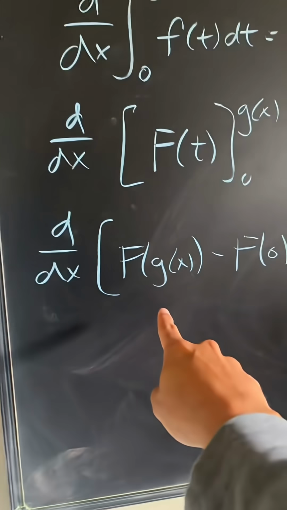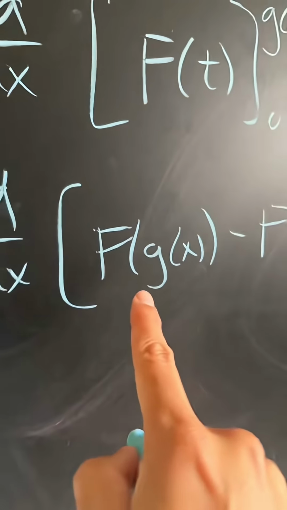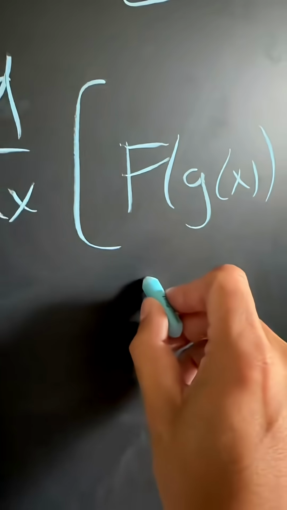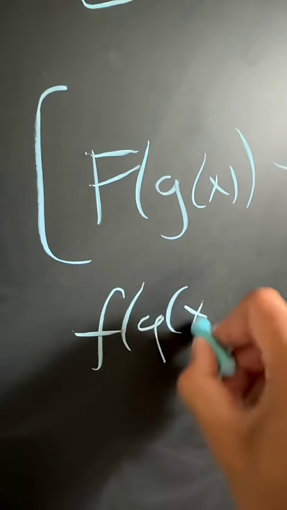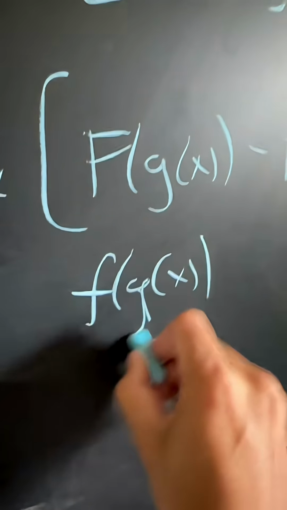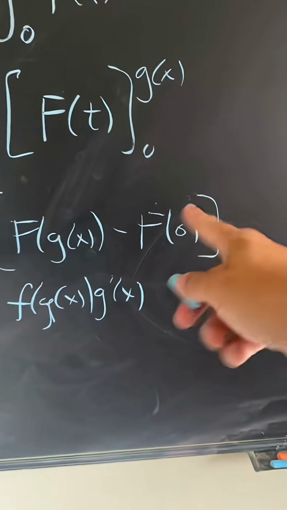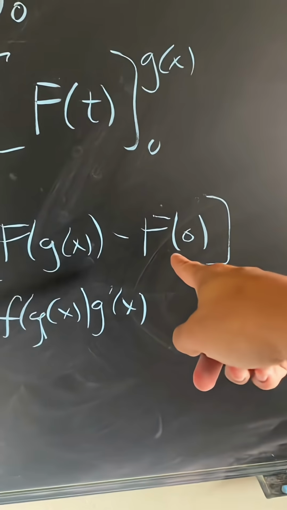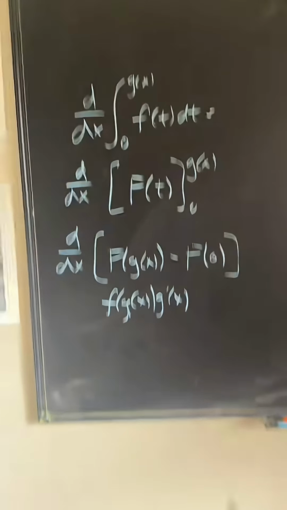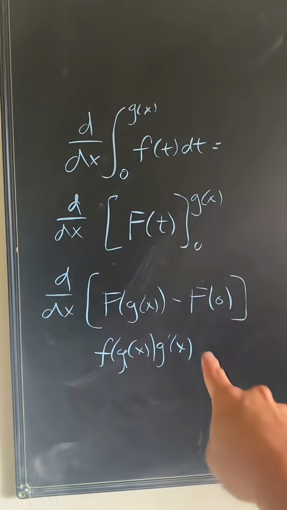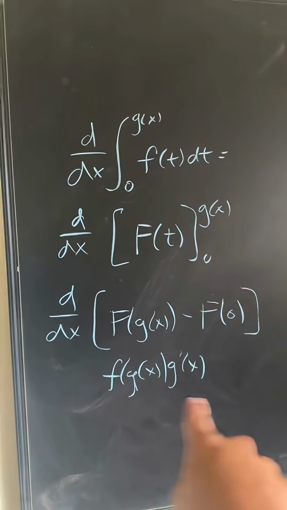Well, we're going to start taking the derivative of this. According to the chain rule, we take the derivative of capital F, which is simply lowercase f. We still have g of x times the derivative of what's inside, which is going to be g prime of x, plus the derivative of this. Well, capital F of 0 is just a constant. When you take the derivative of a constant, that's 0, so that goes away. So look, this is exactly what I was mentioning. That's how we derive this formula right here.